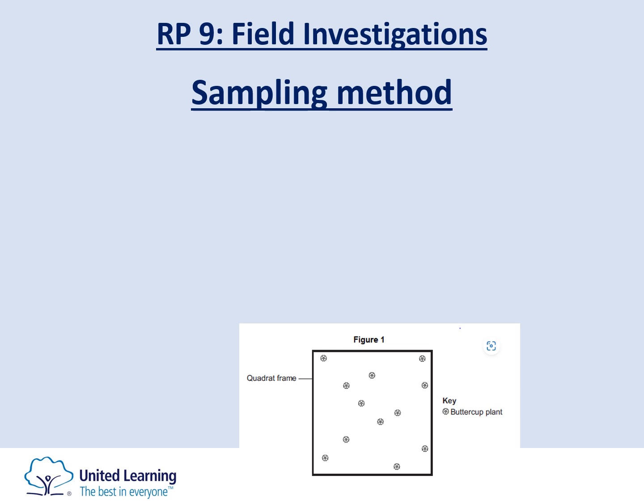Now, some important things to keep in mind when we are doing quadrat sampling is that we only count the plants that fall directly in the quadrat. We don't count any of the plants that are half in, half out. We just pretend that they are not there.